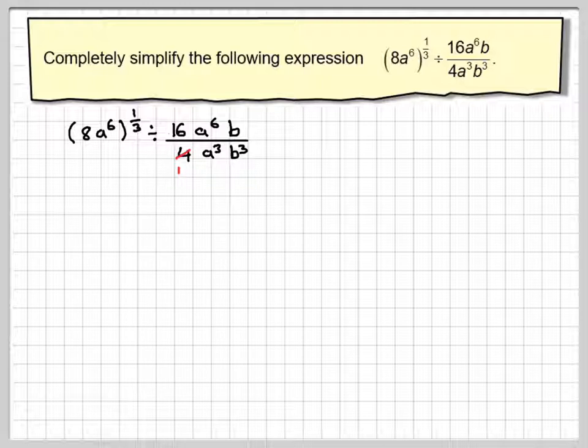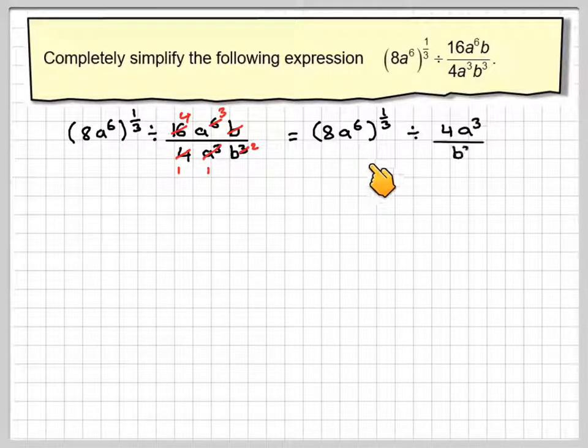The 4 and the 16 will cancel, the a cubed will go out, and this will become a cubed, and b will go, and this will become b squared. So writing that out, we've got (8a^6)^(1/3) divided by 4a cubed over b squared. Right, we have a few rules of indices.